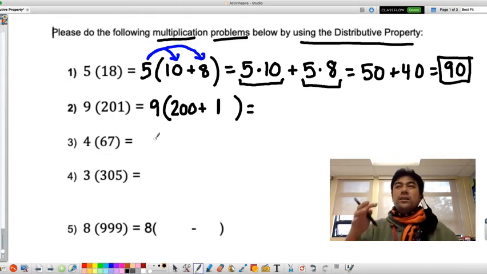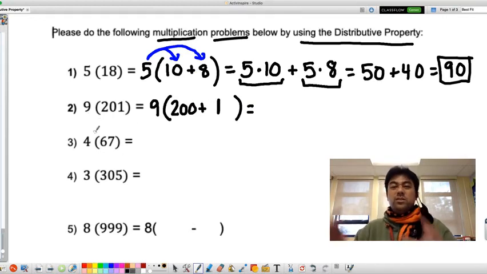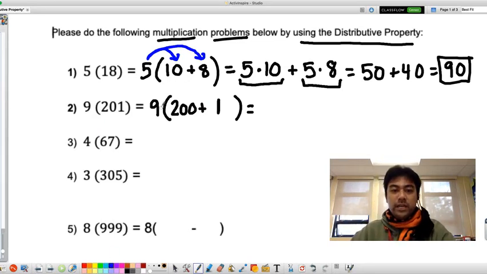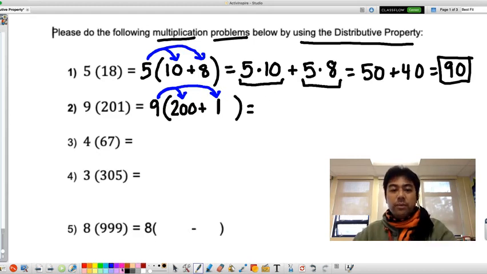So this is why the distributive property is helpful, okay? It can make multiplying a big number into multiplying easier numbers, okay? Meaning that it's easier to multiply 9 times 200 and then multiply 9 times 1, okay? So draw those arrows, because we're distributing the 9 to the 200 and the 9 to the 1. That's distributing, all right? And remember, when we distribute, we are multiplying.